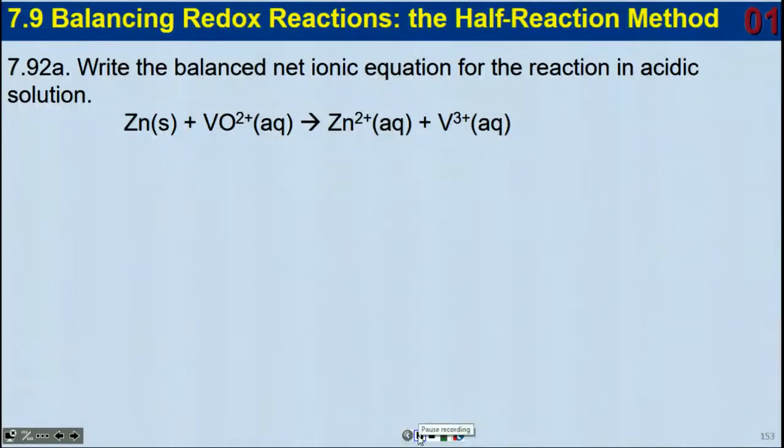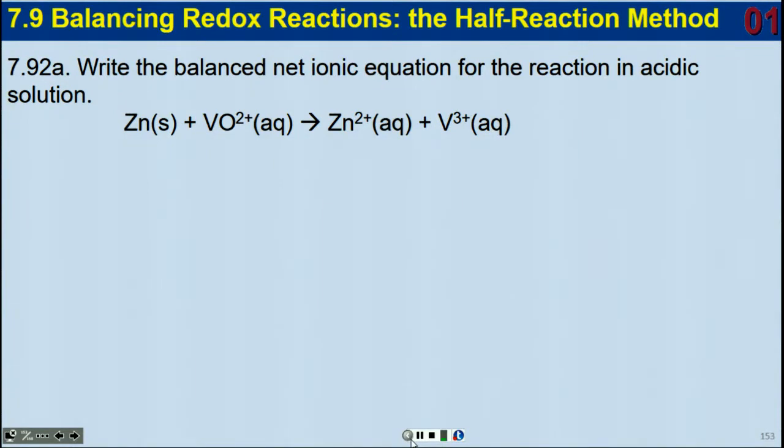Okay, here's an example that comes straight out of the textbook in the list of suggested problems. They're always good to work on as many of those as you can, but let's do one together. All right, so we're going to write a balanced net ionic equation for the reaction in acidic solution given this initial unbalanced net ionic equation. Okay, so step one is to identify the oxidation and reduction half reactions. And we have to stare at what's going on here to make sure we're not getting mixed up.